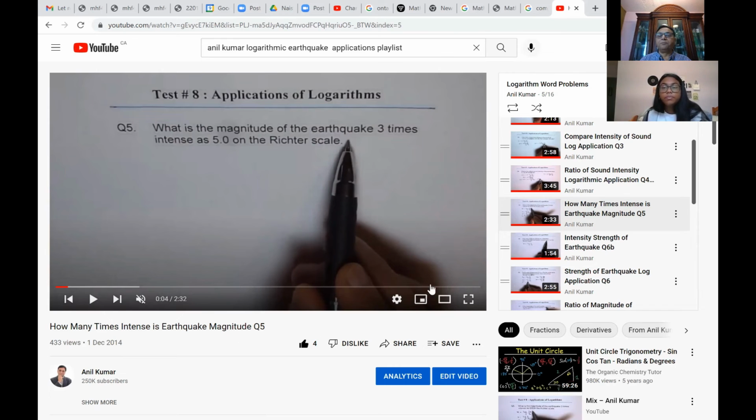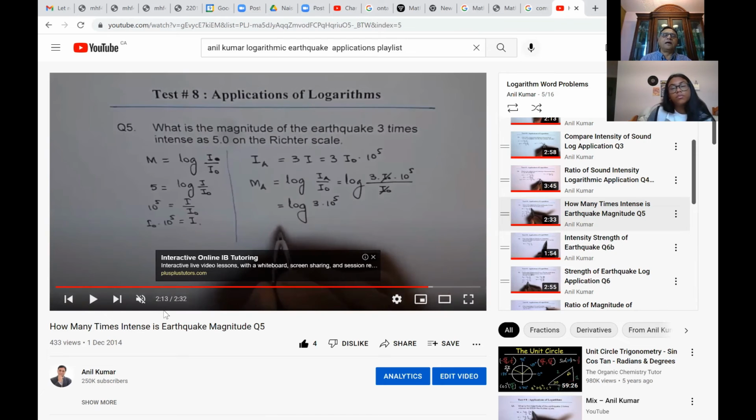So you're basically comparing the two, right? Ratios. The formula for the earthquake magnitude is written as M equals log of intensity over default intensity I0. Is it okay? So that is the given. We are given that the standard one to which we have to compare is 5 units. So 5 equals log of I over I0. You can write it in the exponential form, which is 10 to the power of 5 equals intensity over the default intensity, correct? So from here, you get the intensity as I0 times 10 to the power of 5.